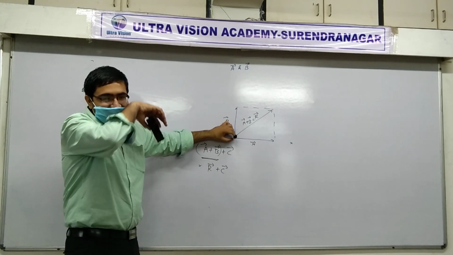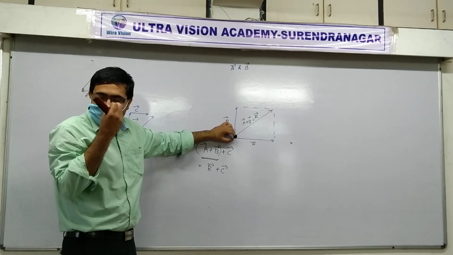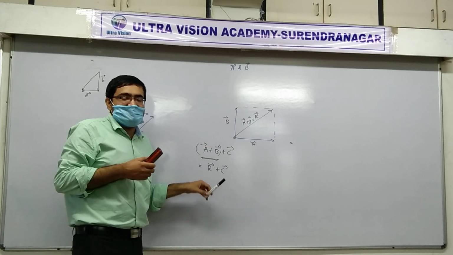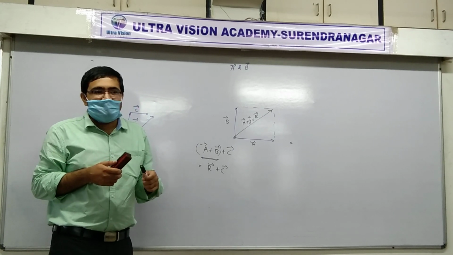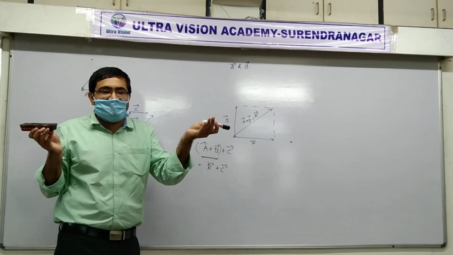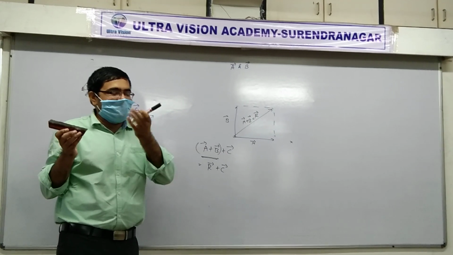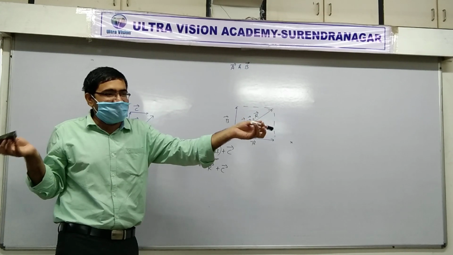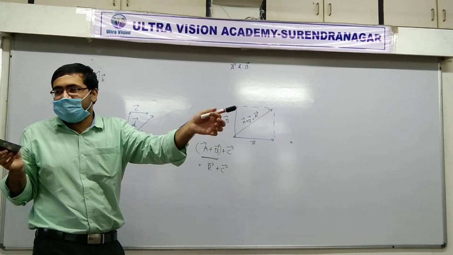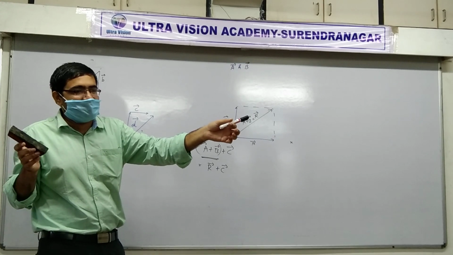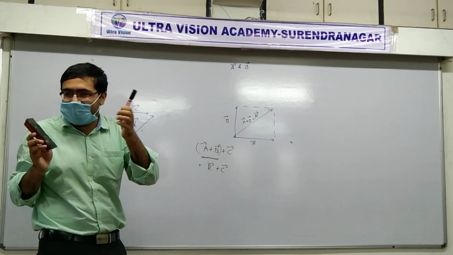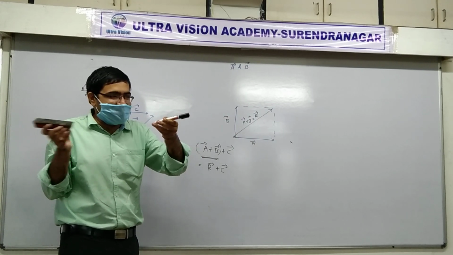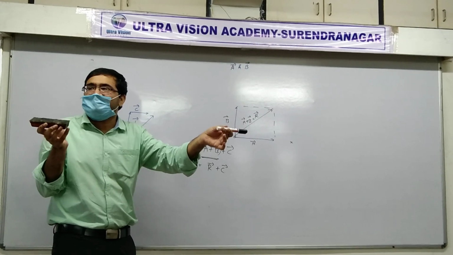Now what are the options? Let's go through the options. First one: can be 0. Now the addition of two vectors will be 0 in which case? Both are opposite. Yes or no? Yes. You realize that, for example, 5i caret and minus 5i caret, the addition is 0 because the directions are opposite and the magnitudes are the same. Clear or not clear? Yes. 5i caret minus 5i caret, total is 0 because they are the same magnitude but in opposite directions.